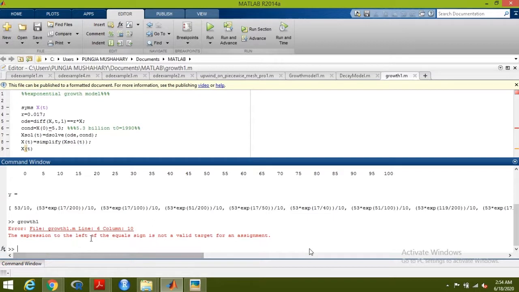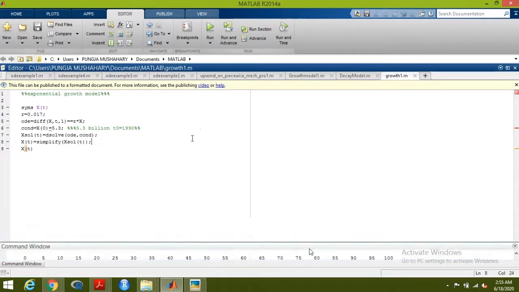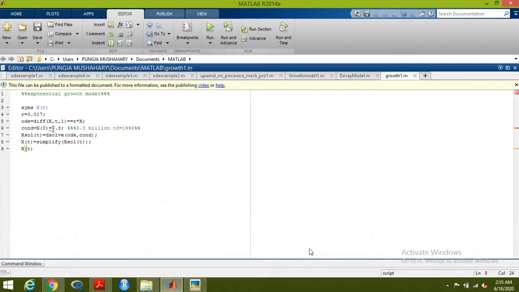Sorry, file growth M10. Sorry, you need to put one more equal sign here. Okay, so now let us run it.